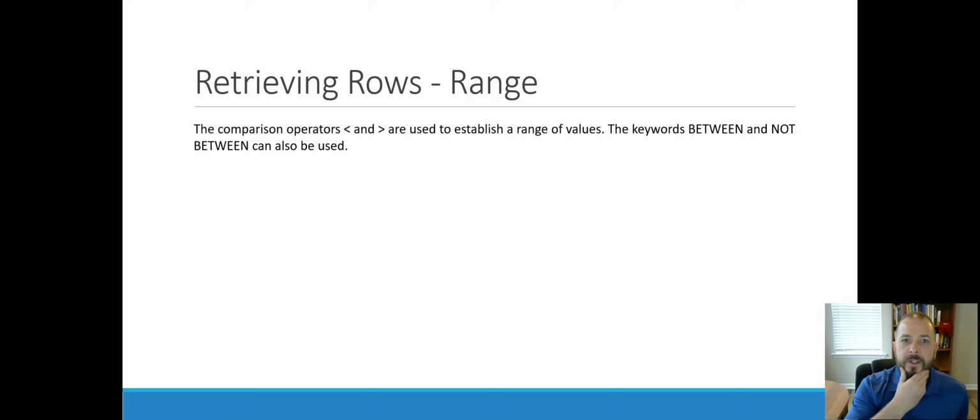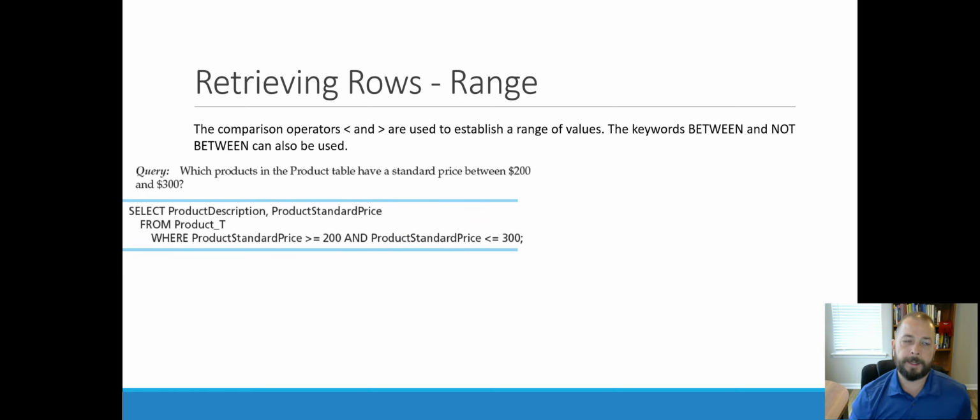So we can also use comparison operators to grab a range of rows. This allows us to grab a whole series of rows based on specific values. We can also use keywords like BETWEEN and NOT BETWEEN. So here's an example of a query where we're looking for products in the product table that have a standard price between $200 and $300. Here in my WHERE clause, I've got a product standard price greater than or equal to 200 and a product standard price less than or equal to 300.